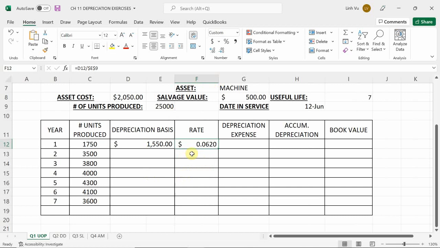Now, depreciation expense is the number of units that year multiplied by the rate. Not divide, multiply.